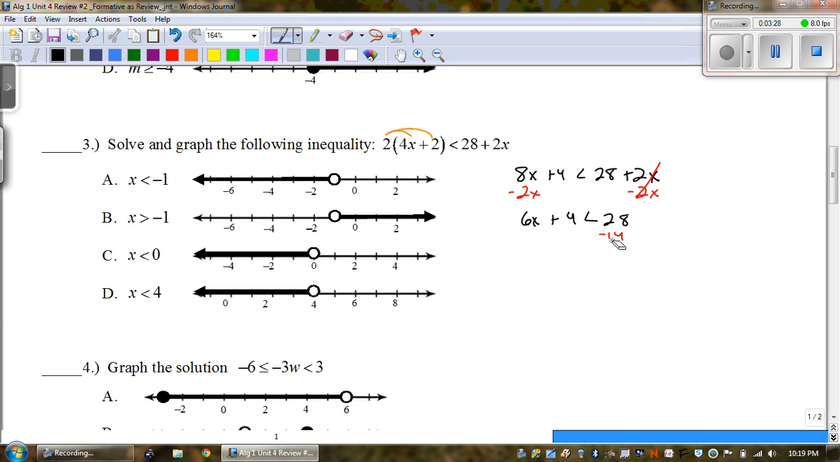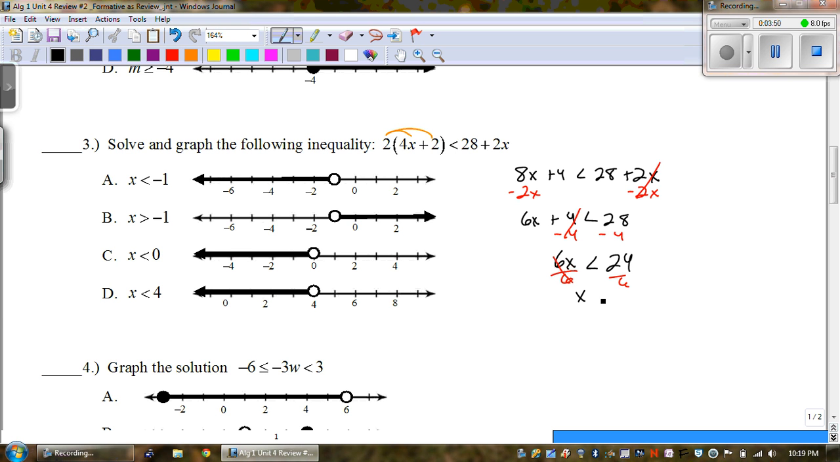It's 4, Mr. Grice. Come on. Sorry about that. So we're subtracting 4 to both sides. That's why you have to write nice, guys. Sometimes you can't even read your own handwriting. 24. And then divide both sides by 6.